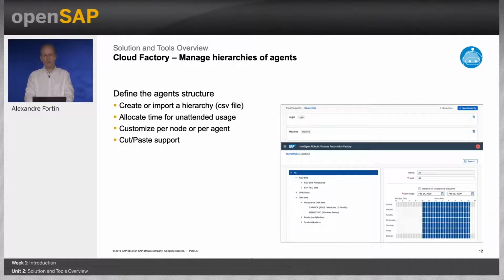Prior to using the whole solution, you need to declare the agent structure. This is done by importing a CSV file or simply one by one. For a given hierarchy, a node, or even an agent, you can allocate time for unattended usage. In case of a mixed deployment, this can be useful.